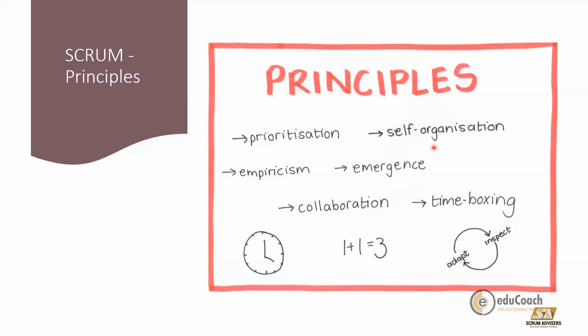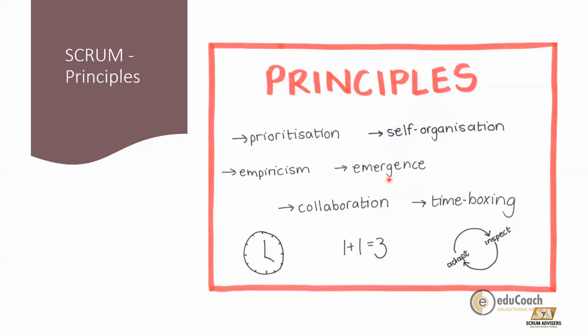Self-organization. The team is supposed to be self-organized. Nobody tells the development team how to do their development work in providing a product increment, the potentially releasable product increment. Not even the Scrum Master, not even the product owner. The product owner does the prioritization, but how to get that work done is the work of the development team, and they are self-organized enough to do it themselves. Empiricism, we've discussed what empiricism is, and then emergence.